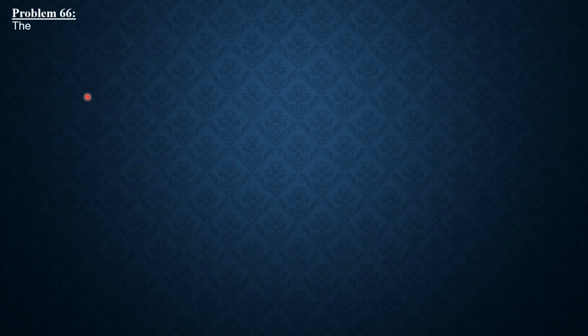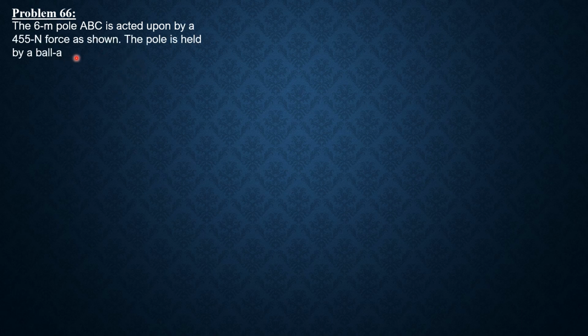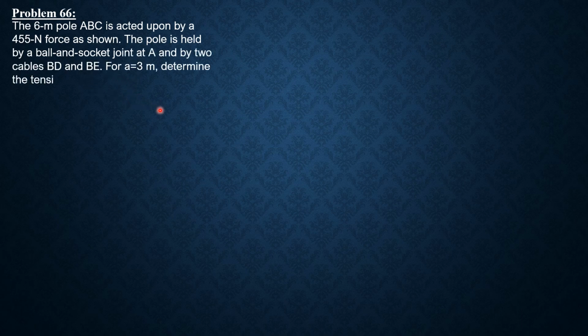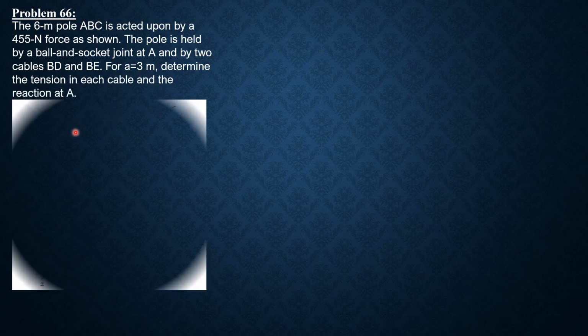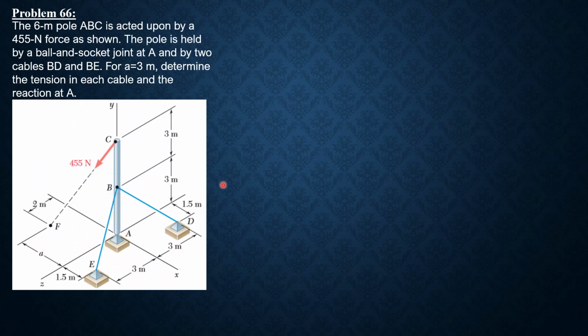So for problem 66, the 6-meter pole ABC is acted upon by a 455 Newton force as shown. The pole is held by a ball and socket joint at A and by two cables BD and BE. For a equals 3 meters, determine the tension in each cable and the reaction at A. So this is the figure. We will denote tension in BD as TBD and tension in BE as TBE.